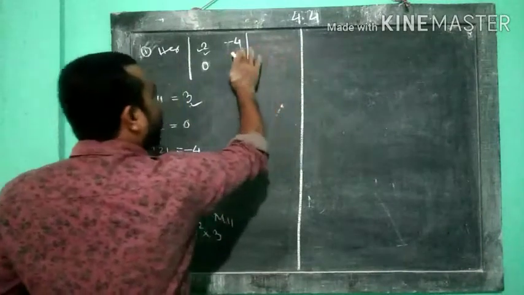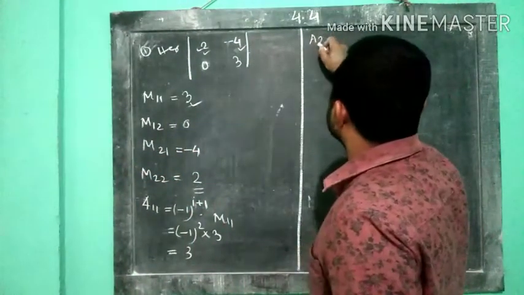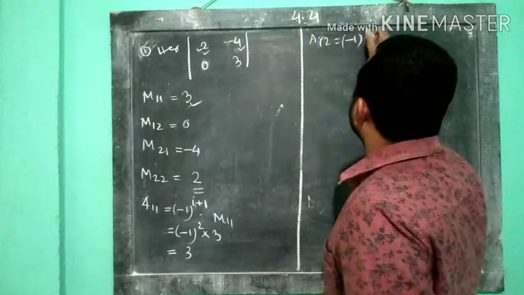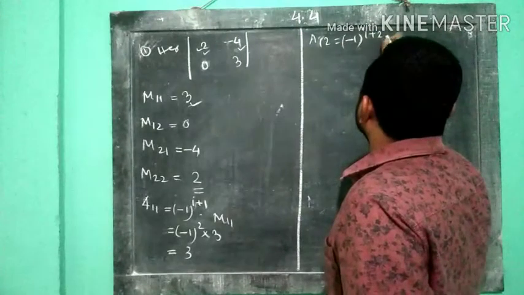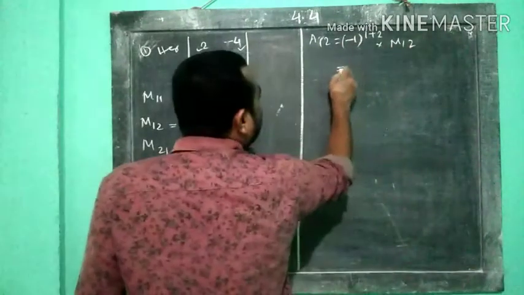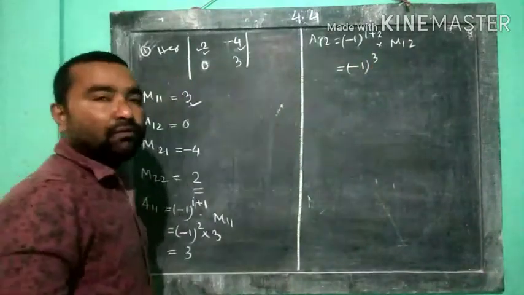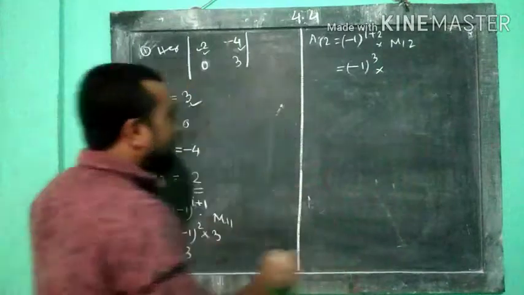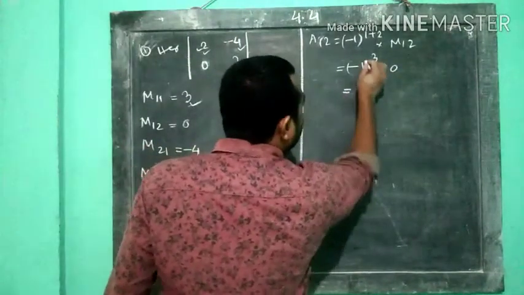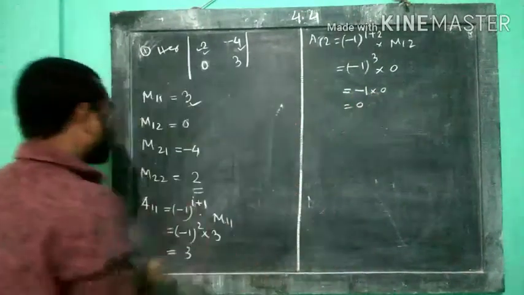Similarly, the cofactor of this one, suppose this is A12. A12 means minus 1 to the power 1 plus 2 into M12. So what do we get? This is minus 1 cube into M12. M12 is 0, right here 0. This is equal to what? This is minus 1 into 0, equal to 0.